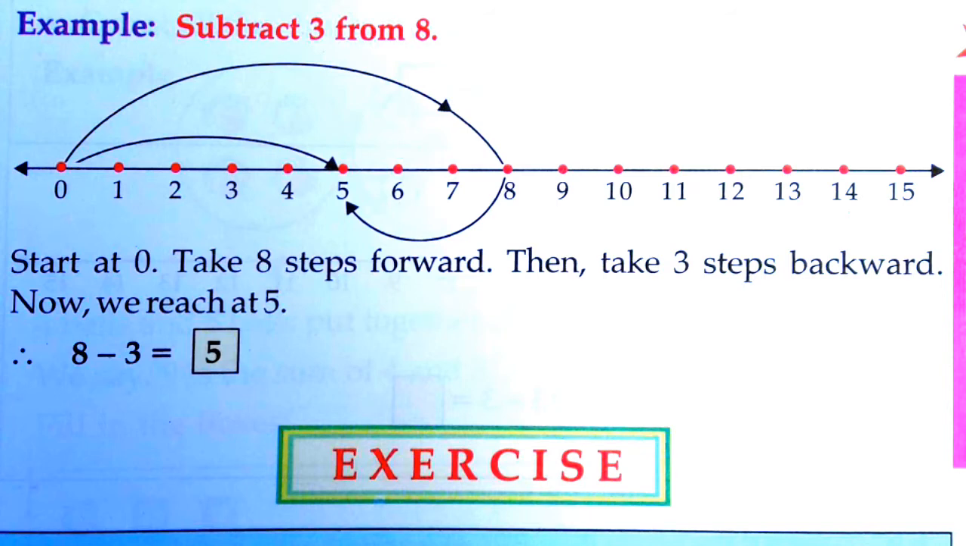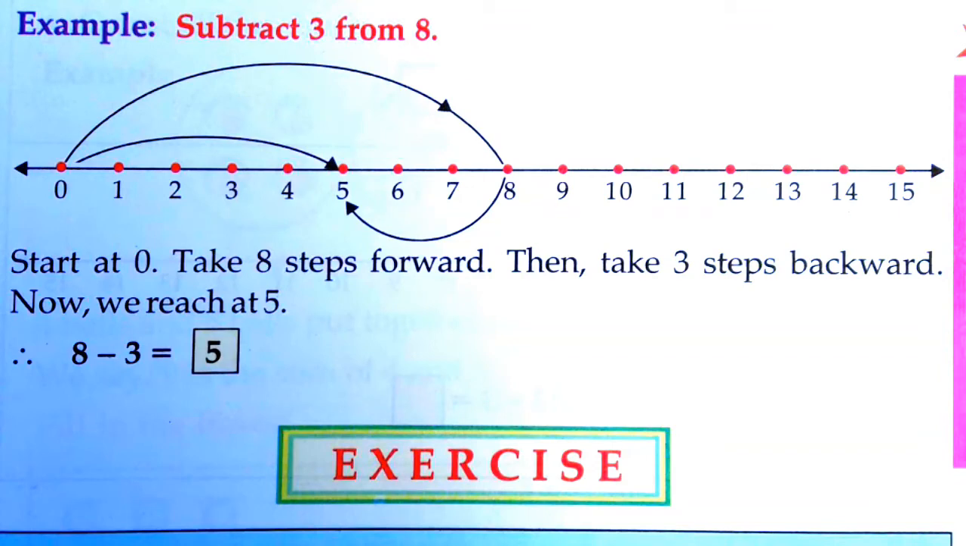The question is 8 minus 3. We have to start from where? From 0, and take 8 steps forward, means we will reach at 8. You see the picture. First start from 0 and take 8 steps forward, and then we will reach at 8. Then minus 3. That means minus means backward steps. We have to take backward steps. From 8 we have to take 3 backward steps.